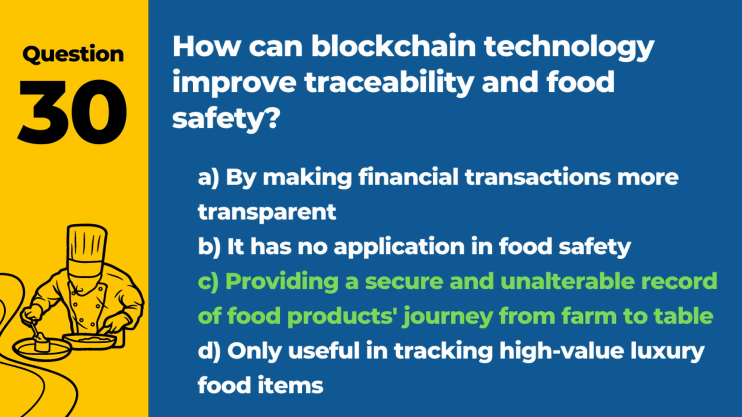Answer: C. Providing a secure and unalterable record of food products' journey from farm to table. Blockchain technology enhances traceability, allowing for quick identification and response to food safety issues.